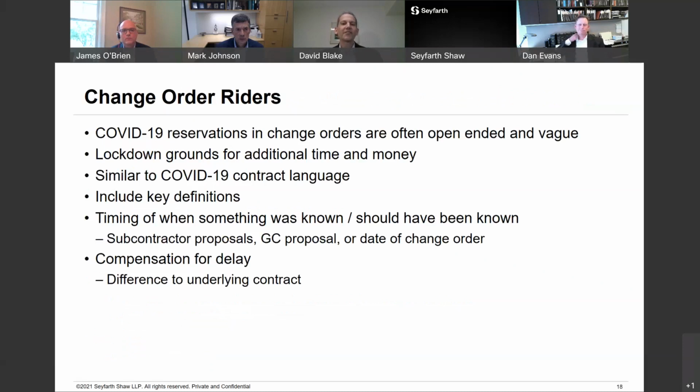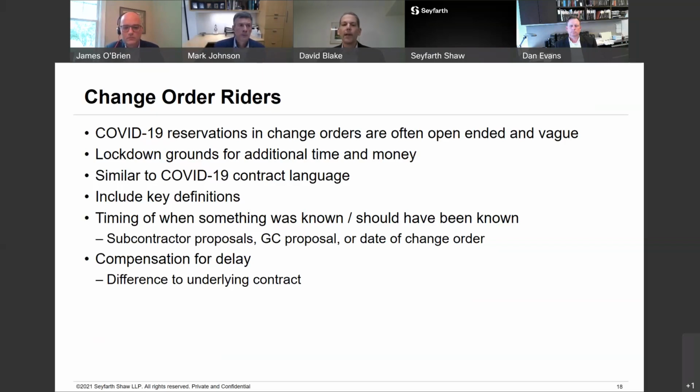So change order riders, the issue here is we signed our contract, we're progressing through our project, and we have change orders. We have them on every project, it seems like, and the owner and the contractor have agreed on the underlying price and schedule adjustment because of the specific change order work. But what I've seen a lot in the last 18 months is that the contractors are including a reservation for their right to recover additional time and money to the changed work if it's caused by COVID-19.